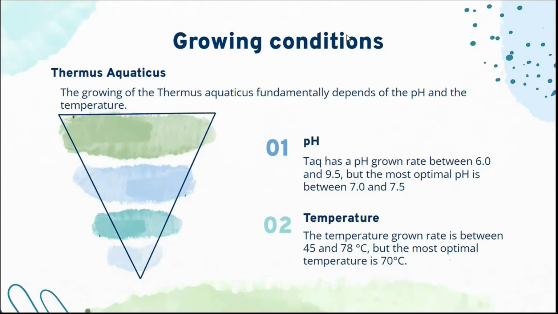Now we're going to talk about the growing conditions of our bacteria Thermus aquaticus. The growth of Thermus aquaticus fundamentally depends on the pH and the temperature. The pH growth range is between 6 and 9.5, but the most optimal pH is between 7 and 7.5. The temperature growth range is between 45 and 78 degrees, but the most optimal temperature is 70 degrees.